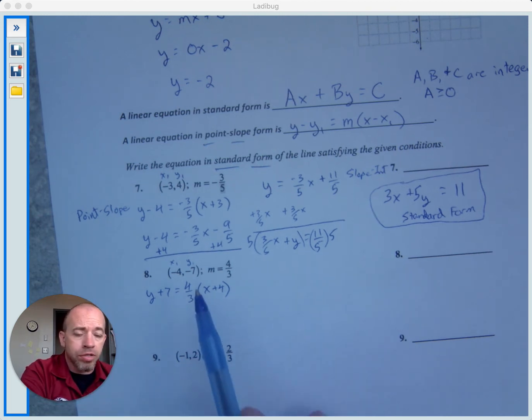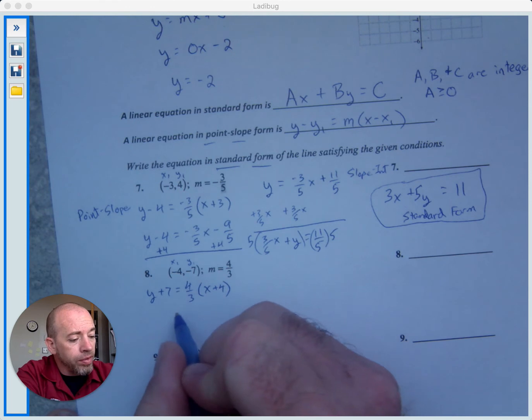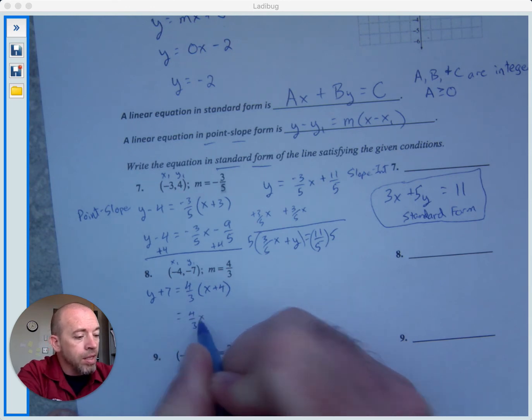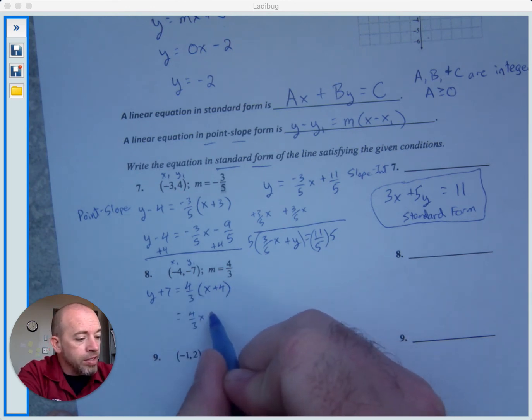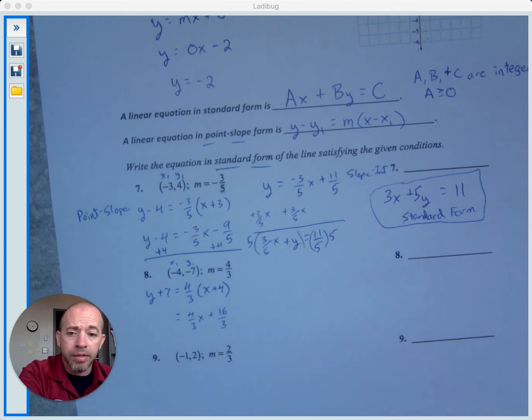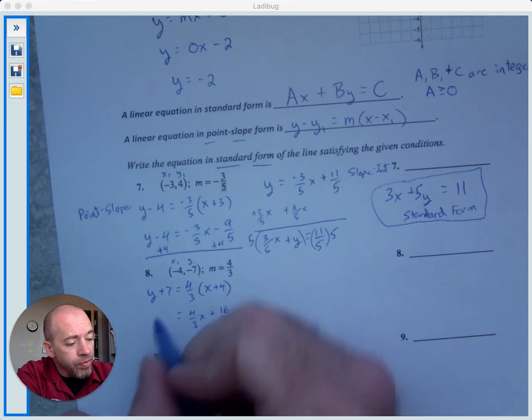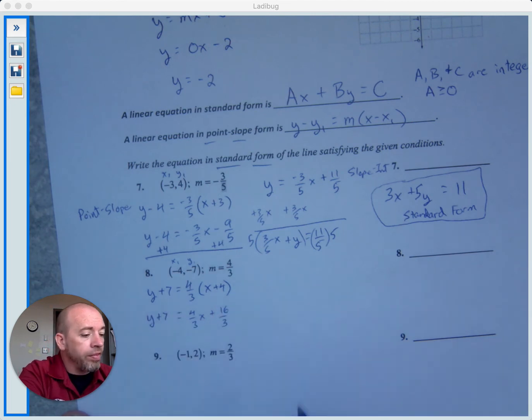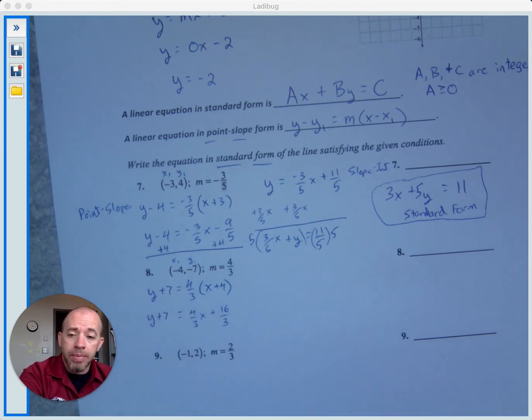So I'm going to distribute the 4/3. So this is 4/3 x. 4/3 times 4 is 16/3. And again, you can use your calculator if that helps. So we have y plus 7 equals this stuff. I'm going to get y by itself and really move to slope-intercept form.